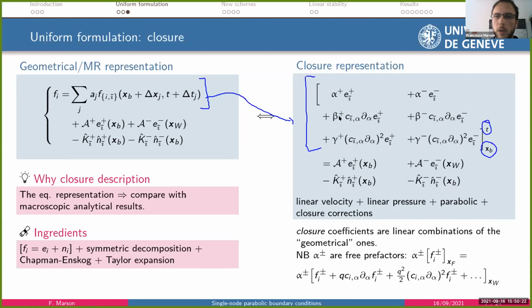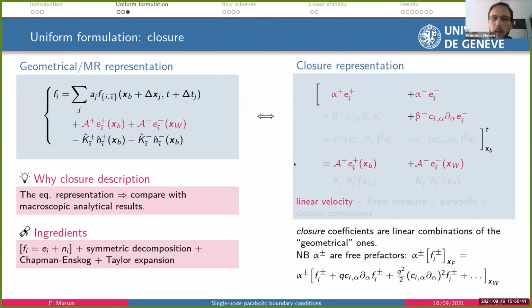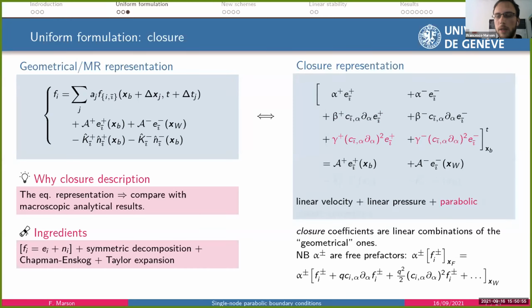Doing so, we are able to have a new set of coefficients that this time are going to multiply the equilibrium at the boundary node and its directional derivatives. Here we have the closure representation at steady state. Now, from this representation, we can single out the terms that are important to have an accurate linear velocity representation, other terms that are important for the linear pressure representation, then the terms important for parabolic profiles for pressure and velocity. And finally, we have our closure corrections.